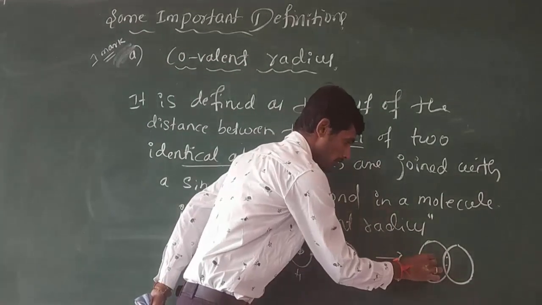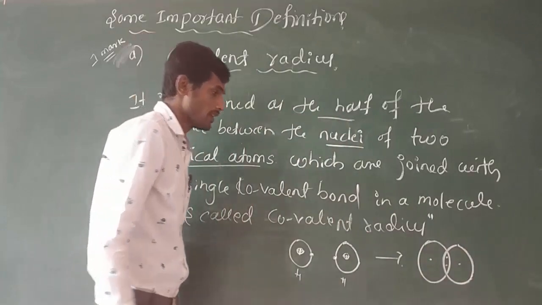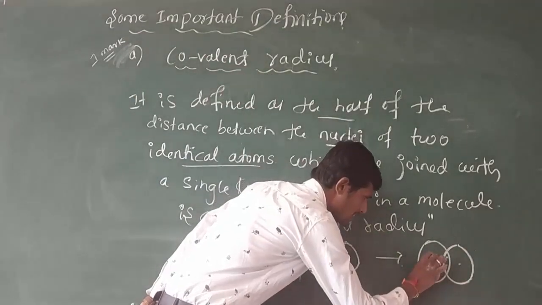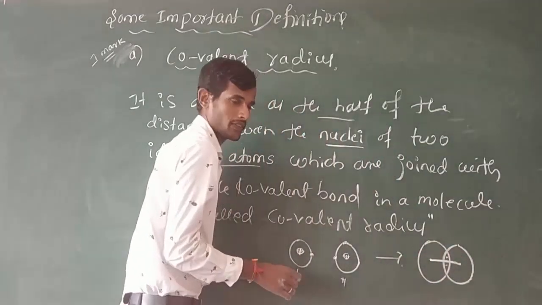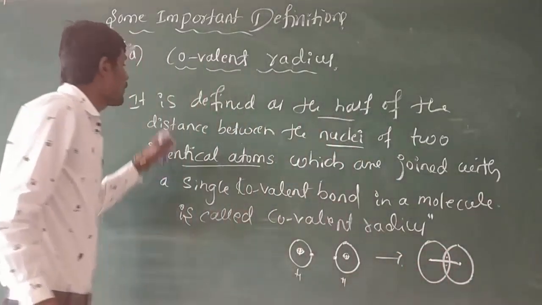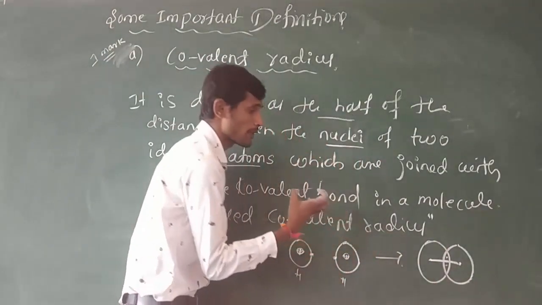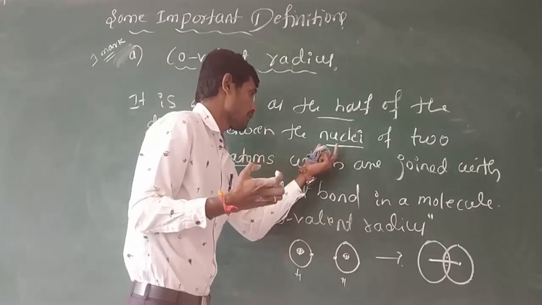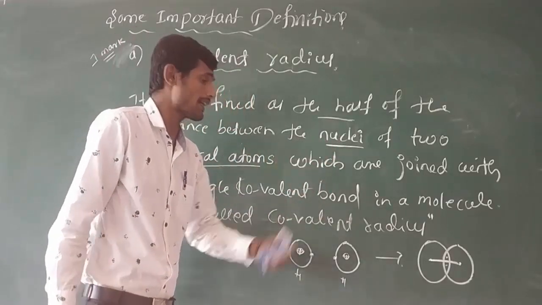Yes, here the nucleus of this hydrogen, and here the nucleus of this hydrogen. Now the covalent radius is half of the distance between the two nuclei of two identical atoms. Nuclei of two identical atoms.